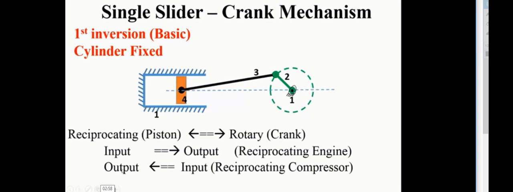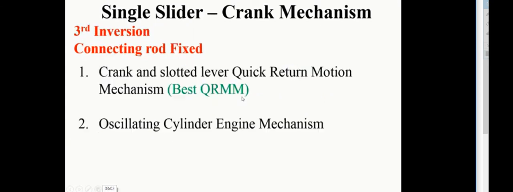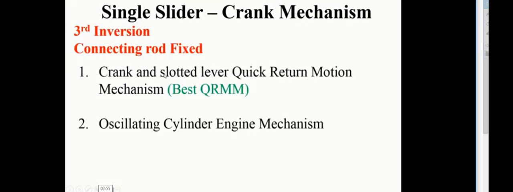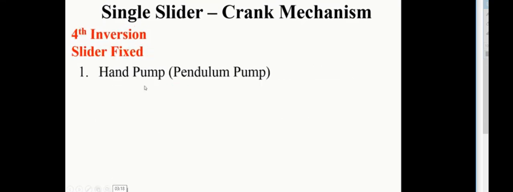Input is a reciprocating motion and output is a reciprocating compressor. And second inversion is we will fix the connecting rod and we will get a crank and slotted quick return mechanism. QRM means quick return mechanism. Crank and slotted is the best quick return motion mechanism. We already saw what a quick return motion mechanism is. And third one is a hand pump that we will see later.